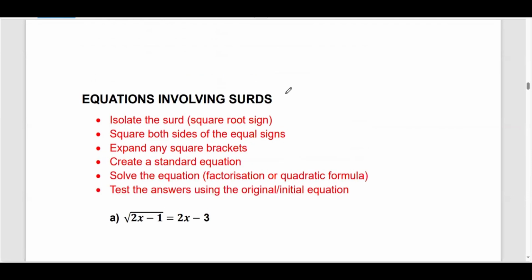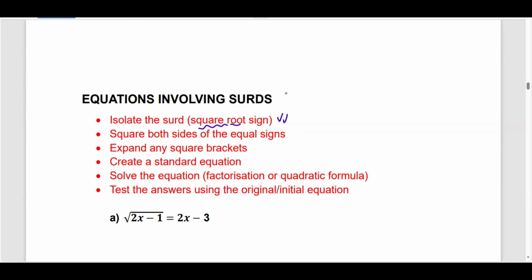So I just summarized the steps that we can follow to solve any sort of equation that involves surds, okay? Step number one is to isolate the surd, which means we must leave the square root sign on one side of the equal sign. Let everything that is not part of the square root move to the other side of the equal sign, okay? I always prefer to leave the square root on the left-hand side and then take everything to the right.